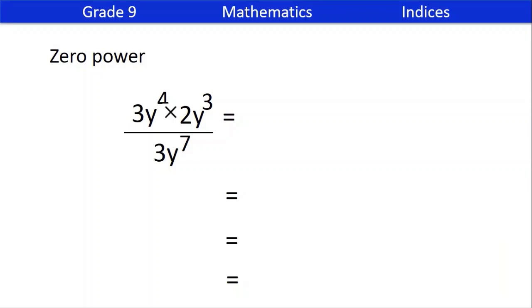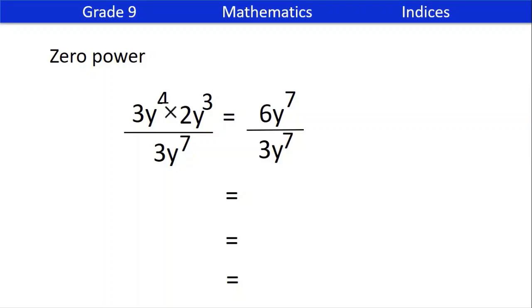So now let's try out an example with the 0 power. So here we need to multiply 3y to the power 4 by 2y to the power 3, and the denominator there is 3y to the power 7. So here, first of all, in the numerator, there are two numbers, 3 multiplied by 2, that is equal to 6, and y to the power 4 multiplied by y to the power 3. So the base is common, y, and 4 plus 3, the index becomes 7. And the same denominator, 3y to the power 7.